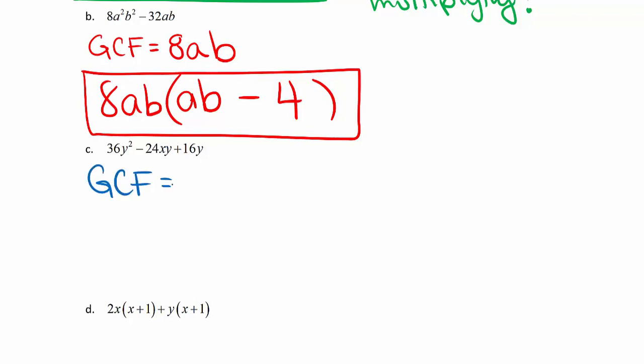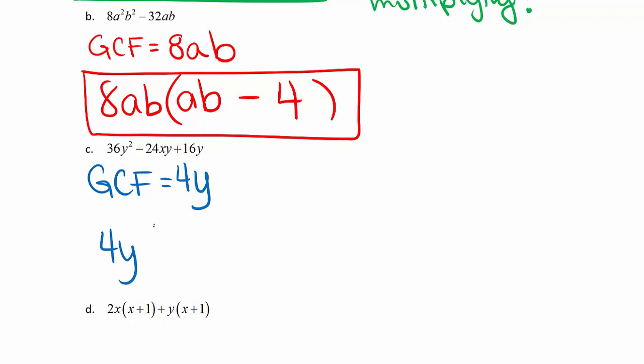Same idea for example C. What is 36, 24, and 16 divisible by? I think it's 2. I'm not sure if there's anything greater than 2. Oh, maybe 4. If you're not sure, you can always make those factoring trees and look for your common factors. But I know that these three numbers are divisible by 4. I also see that all three terms have a y in them. Smallest exponent is 1, and that's all they have in common.